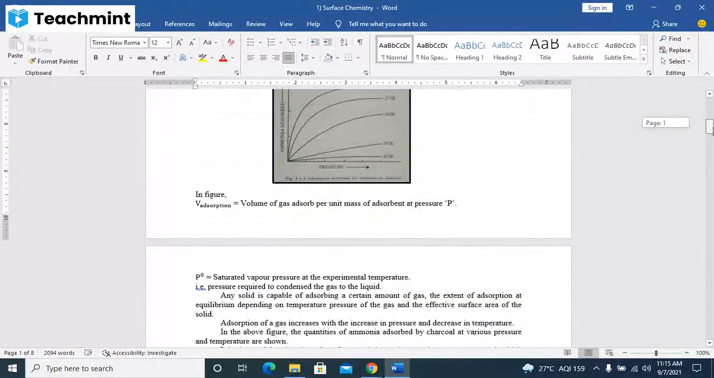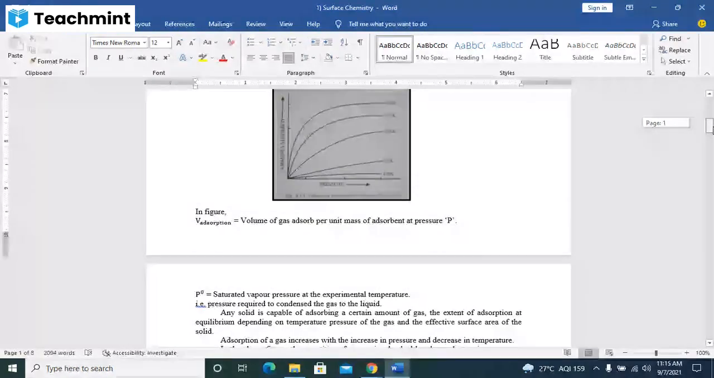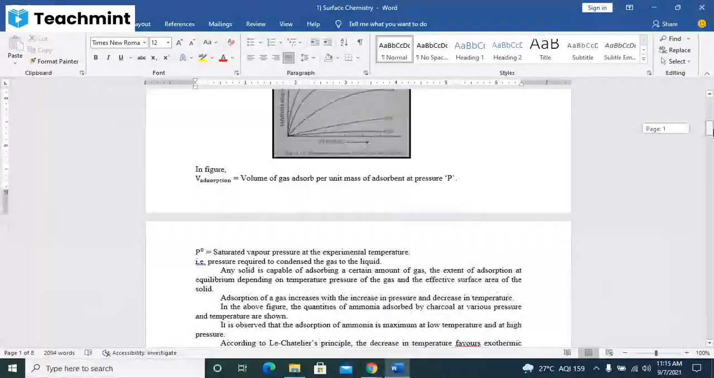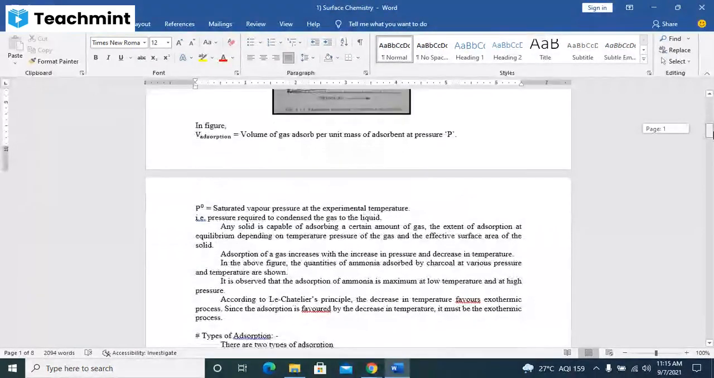P0 is the saturated vapor pressure at the experimental temperature, and that is the pressure required to condense the gas to the liquid. Any solid is capable of absorbing a certain amount of gas. The extent of adsorption at equilibrium depends on the temperature, pressure of the gas and the effective surface area of the solid. Adsorption of a gas increases with the increase in pressure and decrease in temperature.